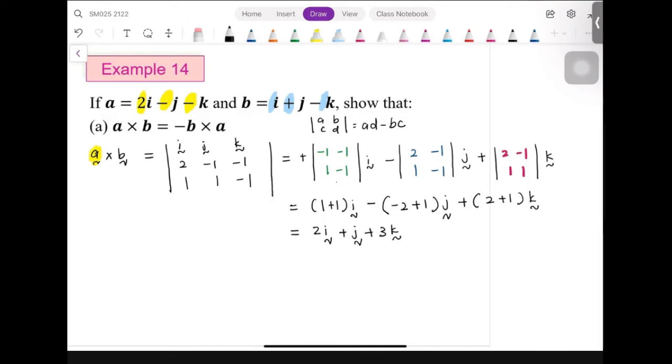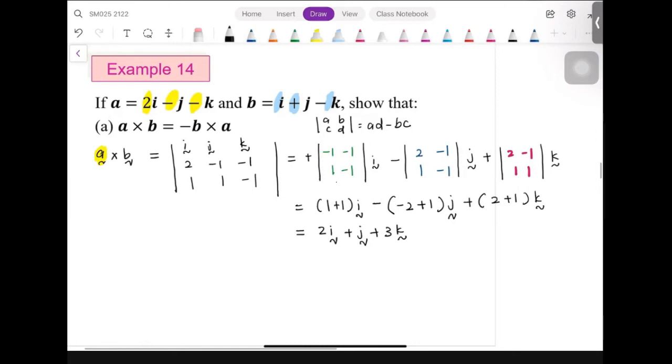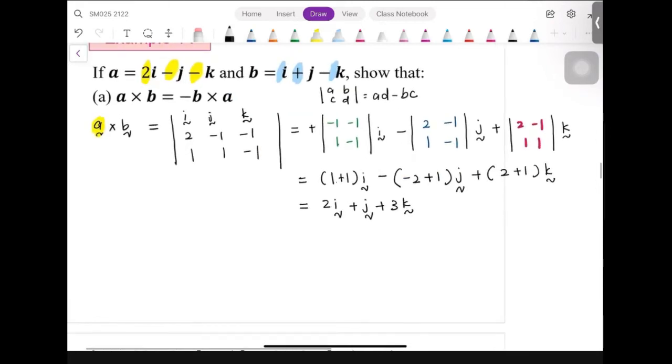Okay. So that's for the first statement, A cross B. Now let's check with our right side, -B cross A. Let's do another cross product. So for negative B cross A, the first step is the same as before, open up our big modulus with I, J, K on the first row. Second row would be negative of vector B, so here would be -1, -1, 1. And the last row will be for vector A, so we have 2, -1, -1.